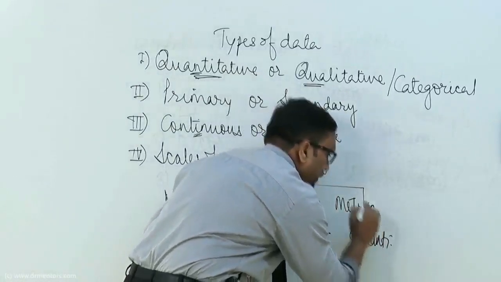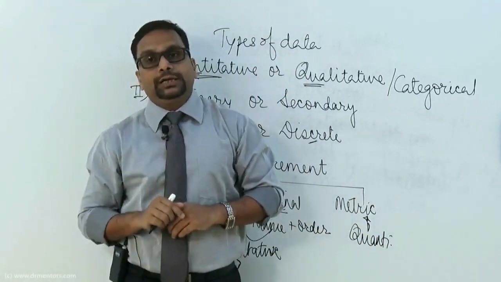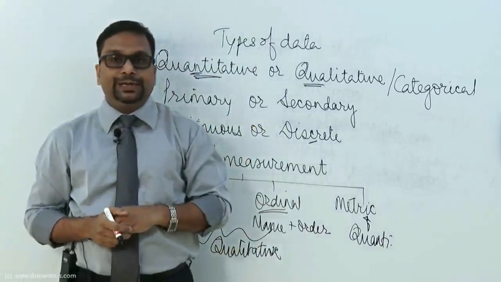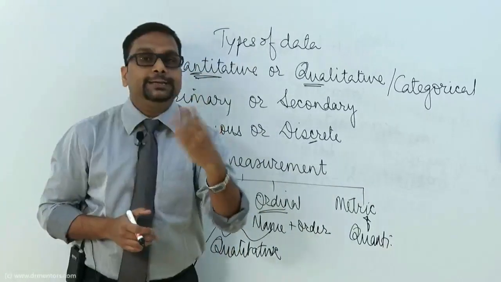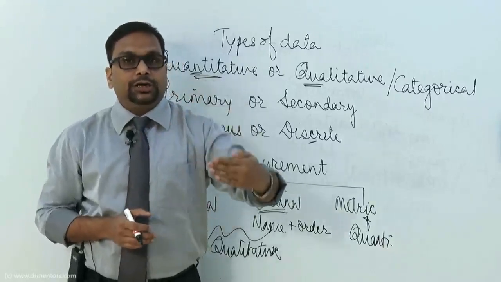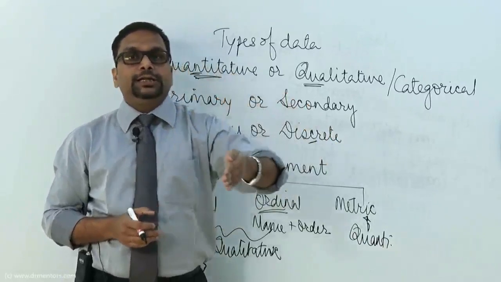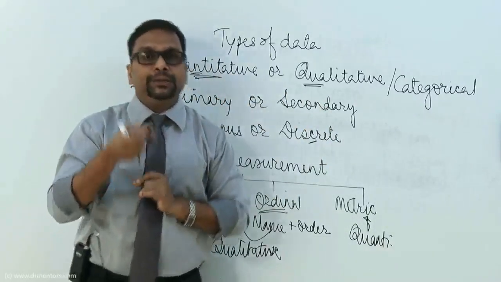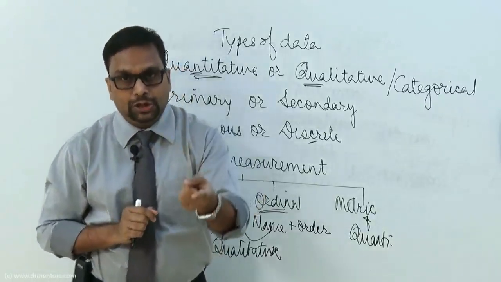That is the only way to understand how metric scale is different from nominal and ordinal. So to summarize this fourth classification, scales of measurement, I will say according to scales of measurement, there are three types of scale: nominal scale, ordinal scale and metric scale, or you can say nominal data, ordinal data and metric data. Data where only name is important becomes nominal. Data where name and order both are important becomes ordinal.